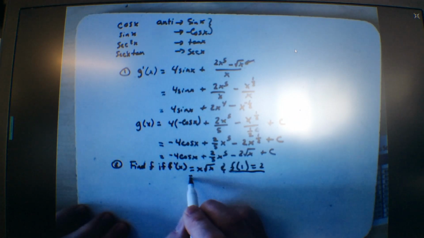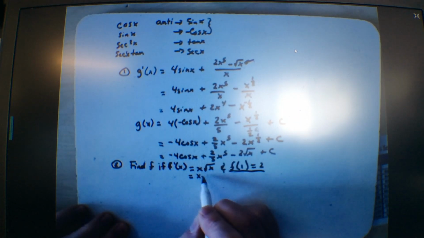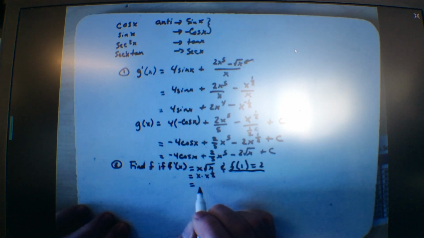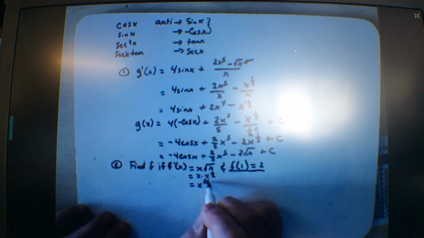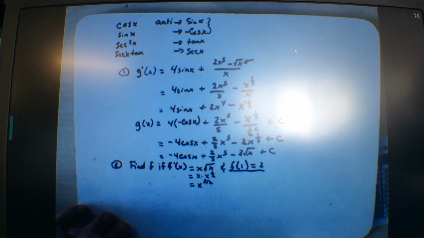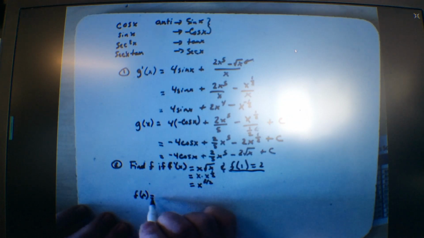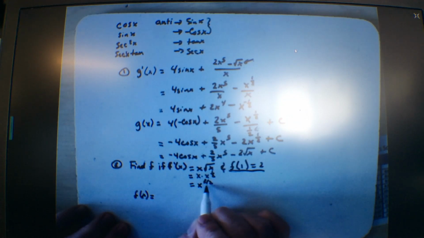Okay. Let's rewrite this as x times x to the 1/2. And if I multiply those, I add the exponents. Do you remember that? So I get x to the 3/2. Do you agree? Okay. So now to find the original function, f of x, I would take the antiderivative of that.